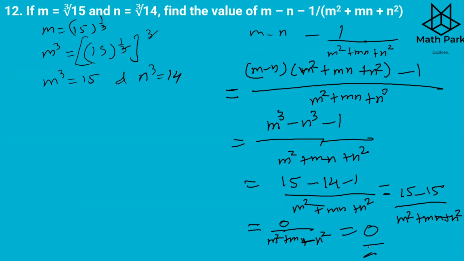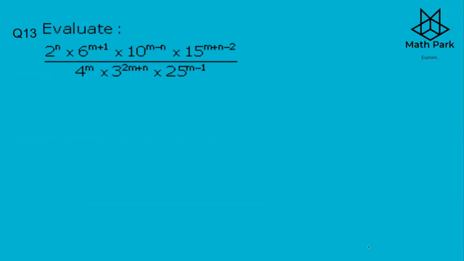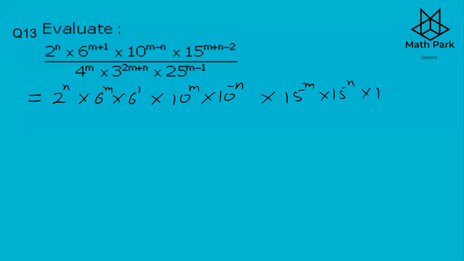Got it? Moving to the next question, evaluate. So we split everything over here. Question number 13. So we have 2 raised to n. 6 raised to m can be written as 6 raised to m into 6 raised to 1, and 10 raised to m minus n can be written as 10 raised to m into 10 raised to minus n, and 15 raised to m plus n minus 2 can be written as 15 raised to m into 15 raised to n into 15 raised to minus 2. So this is how we simplified the numerator. We wrote the separate powers with own individual bases.